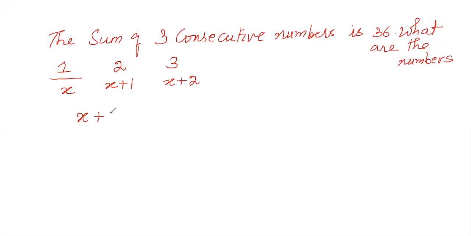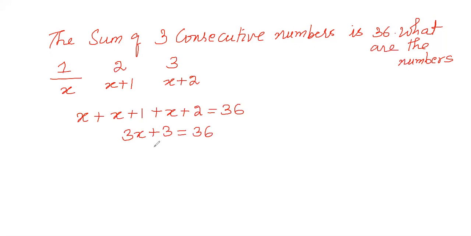So x plus 1 plus x plus 2 is equal to 36. You have to do the addition here. So 3x plus 3 is equal to 36. Now it has become a linear equation, so you can use either transposition or cancellation. I use the cancellation here.